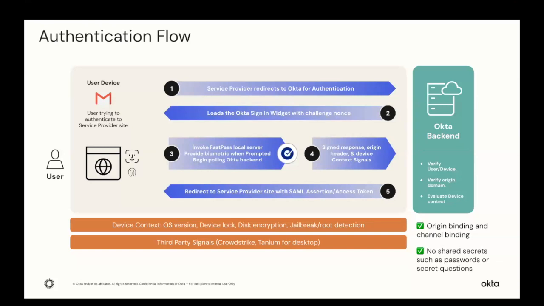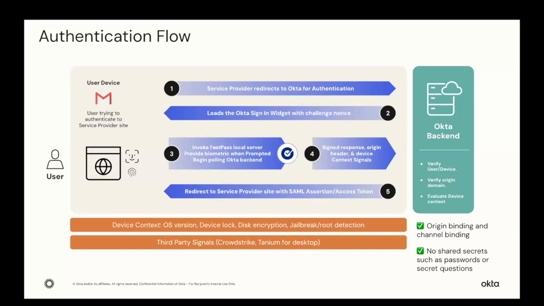So having enrolled in FastPass, the first thing Dimitri wants to do is to log into his email account. Since Gmail has been configured to be managed by Okta, it's going to redirect the browser to Okta for authentication. Okta loads the browser with the Okta sign-in widget. Along with the sign-in widget, Okta sends a unique identifier called a nonce that will be used during this authentication flow. The sign-in widget then invokes the local FastPass server.